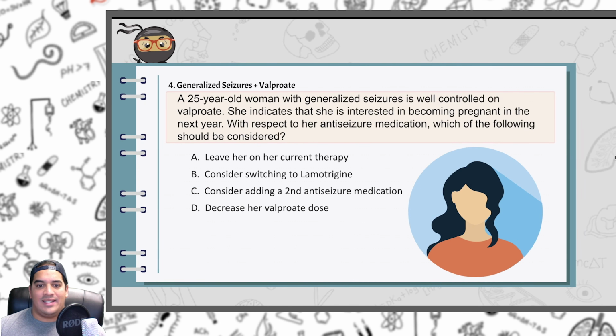25-year-old woman with generalized seizures is well controlled on valproate. Okay, so she's taking this for generalized seizures, likely tonic-clonic. She indicates that she is interested in becoming pregnant in the next year. With respect to her anti-seizure medication, which of the following should be considered?